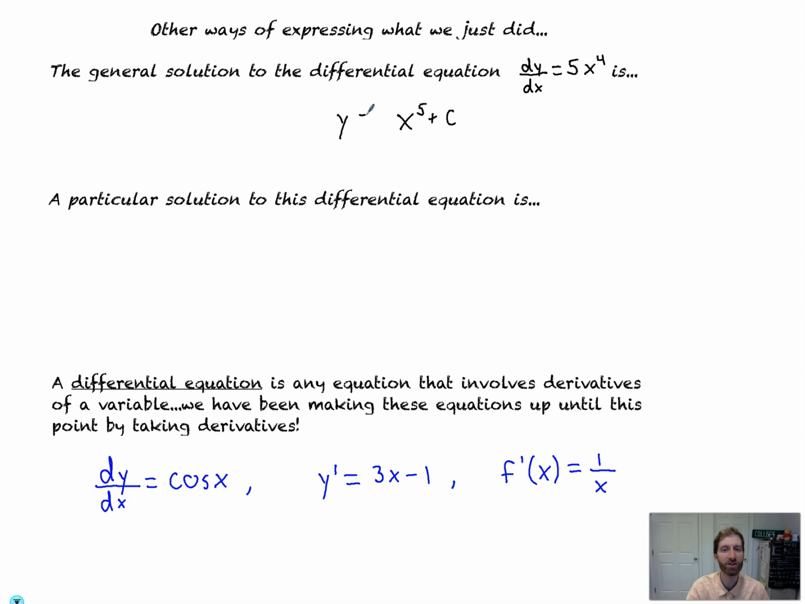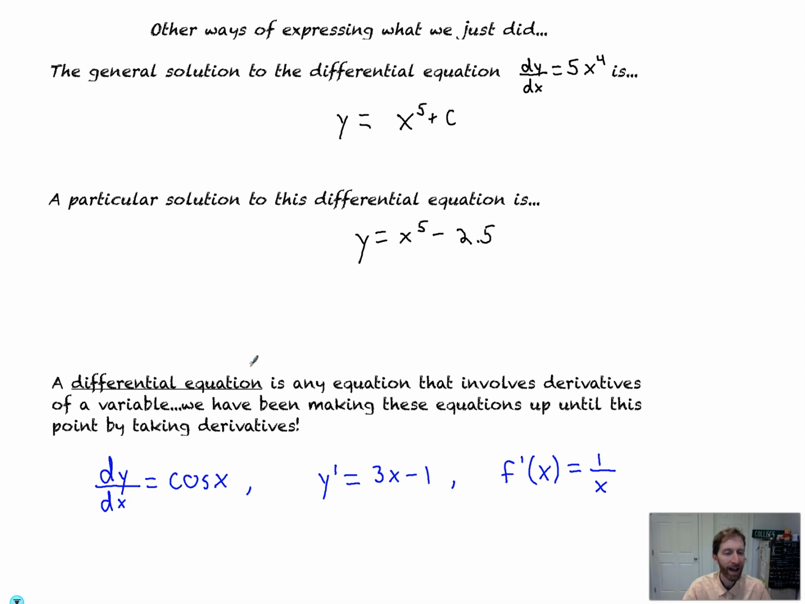That doesn't change. You call it y, you call it f of x. A particular solution, pick a c value, any c value. It doesn't matter, I'm going to randomly put minus 2.5. So again, those are the general solutions here with the constant of integration and the particular solution.